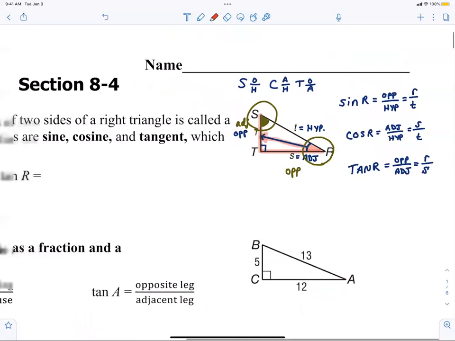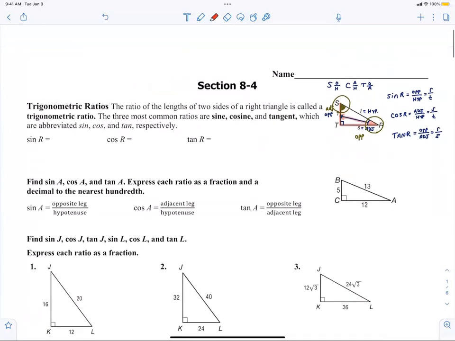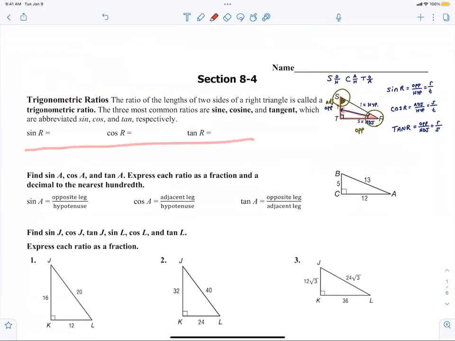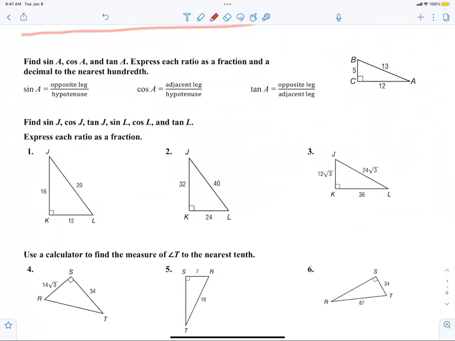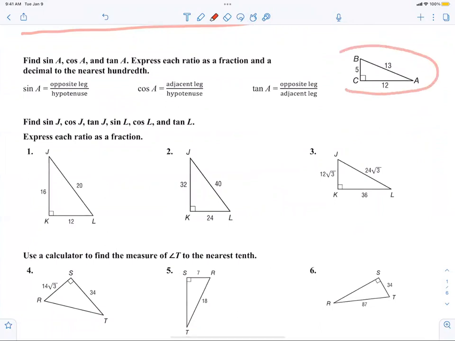Now, let's continue on. For the next part, I'm referring to this triangle right here. From A's perspective, remember, a trig function is just a ratio. So what is the opposite leg for A? 5. What's the hypotenuse? 13. What's the cosine?